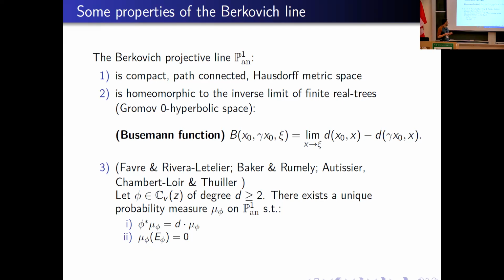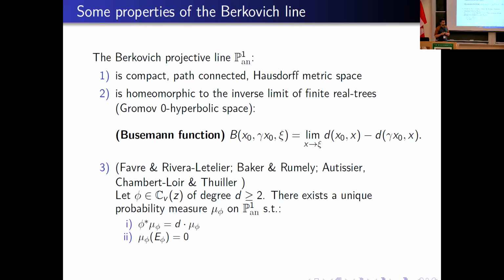And they are conformal, meaning that if you take a rational map, you can associate a measure to it. And if you pull it back, well, you recover your measure times a constant d, which is the degree of your rational map. The measure of the exceptional set of your rational points is also 0 under this probability measure. Okay? And so this result is the starting point of arithmetic in the non-Archimedean case.